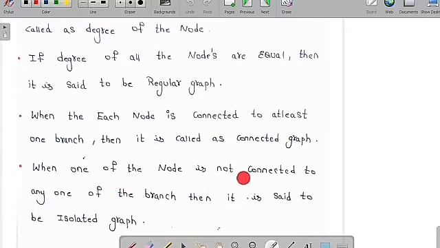When one of the nodes is not connected to any branch, then it is said to be an isolated graph. Isolated graph means at least one node is not connected to any of the branches, and we are going to call that an isolated graph.